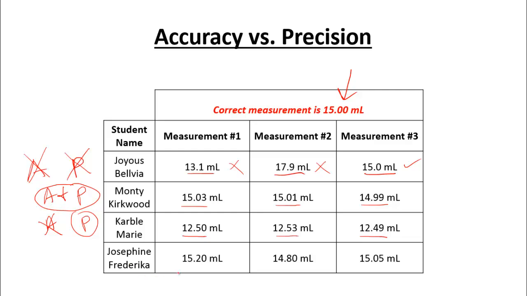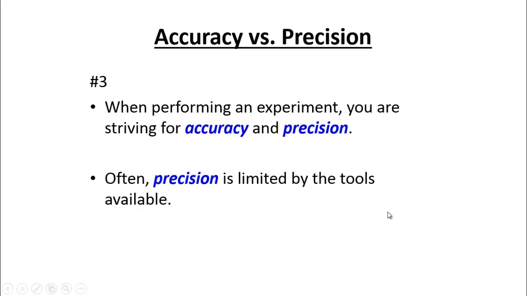Then Josephine Frederica's values are relatively close to 15. They're hovering around it, plus or minus 2/10. They're not as close to each other, though. These ones are only apart by a few hundredths, and these are apart by a few tenths. So we would say not very precise compared to the other ones, but relatively accurate because they're close to the right answer. That's how you'll look at these when you try to figure out accuracy and precision.